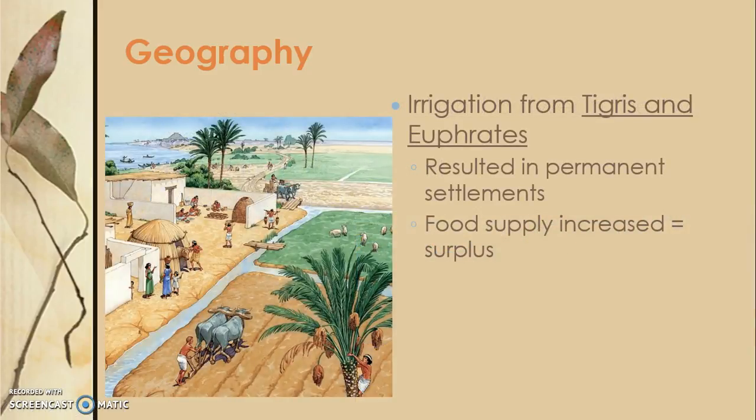Okay, the civilization developed in this area because it was easy to get irrigation from the Tigris and Euphrates rivers, and there was very fertile soil in that valley. That resulted in the development of permanent settlements in this area, and of course, with the increase of the supply of food, they were also able to obtain a surplus of food, which means they had extra food.